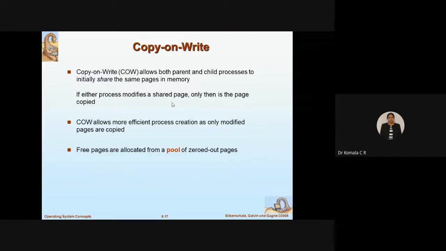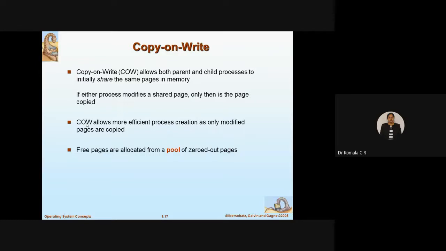If either process modifies a shared page, say for example if the parent allows the child process to modify the page, then only that particular page is going to be copied. If the page is not modified, then we will not copy that page. So COW, copy on write, allows more efficient process creation, as only modified pages are copied. We are not wasting time copying all the pages. Whichever page is shared and we modify, only that particular page we are going to copy; otherwise we will not copy such pages. That is how we are going to reduce the time.